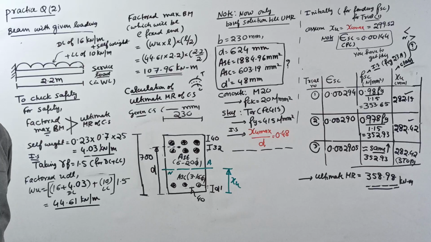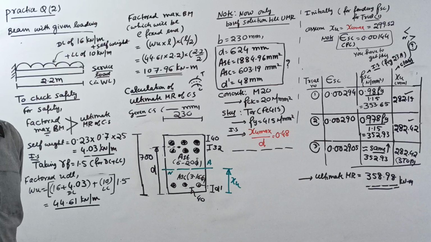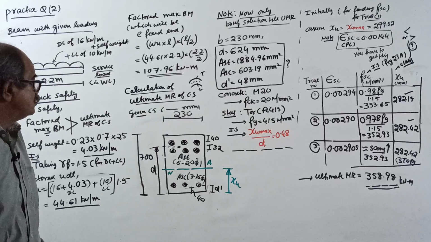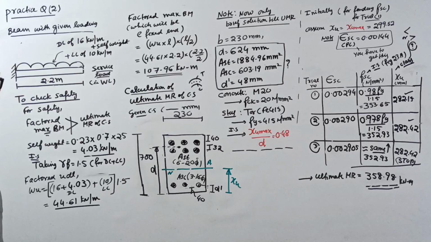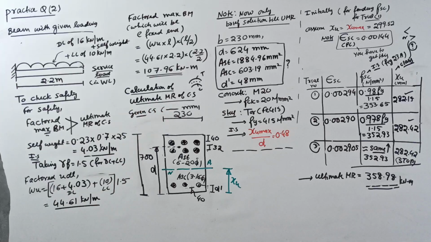The beam is reinforced on tension side by 6 bars of 20 mm diameter in 2 rows of 3 bars each, with a clear cover of 40 millimeter and clearance of 32 millimeter between the 2 rows, and on compression side by 3 bars of 16 mm diameter at a clear cover of 40 millimeter. Taking M20 concrete and torque steel of grade Fe415, check the safety of the beam.